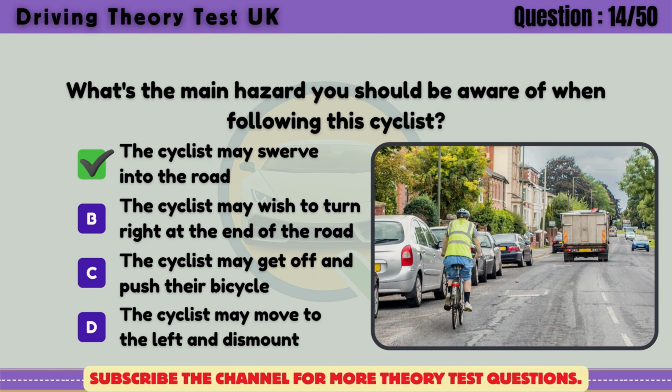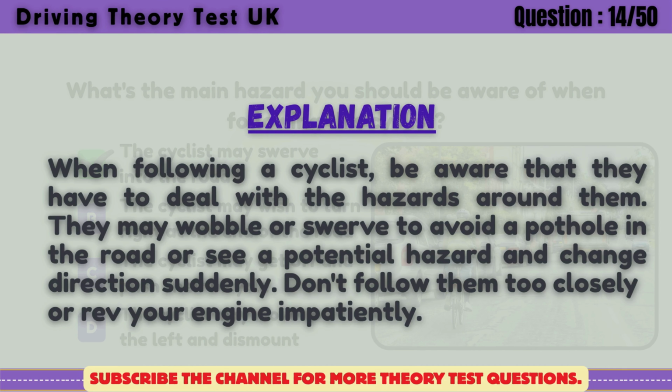Answer is A. The cyclist may swerve into the road. When following a cyclist, be aware that they have to deal with the hazards around them. They may wobble or swerve to avoid a pothole in the road or see a potential hazard and change direction suddenly. Don't follow them too closely or rev your engine impatiently.